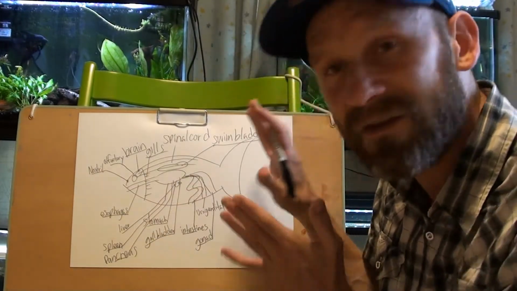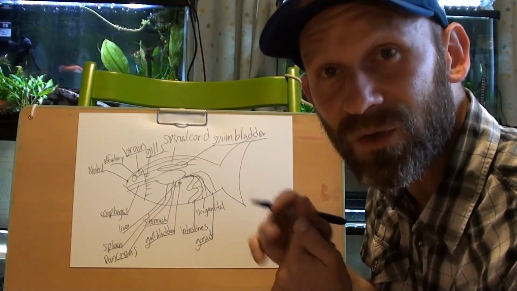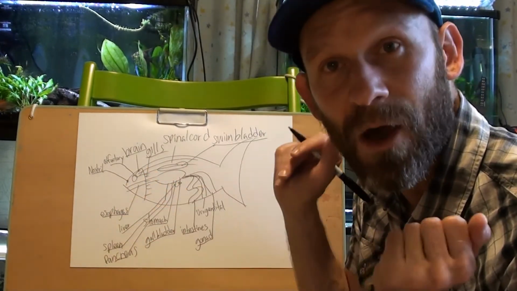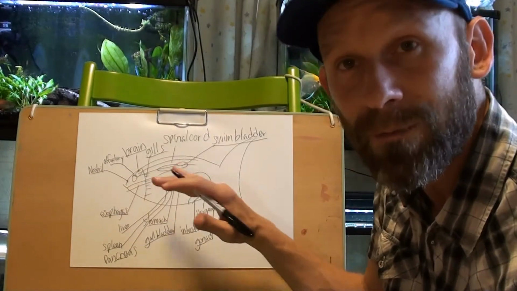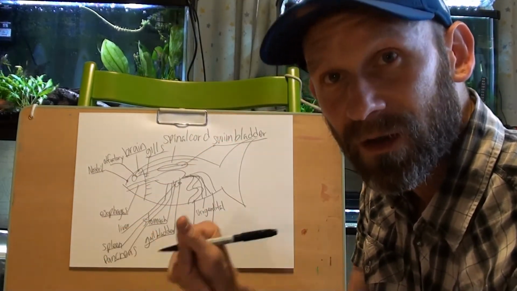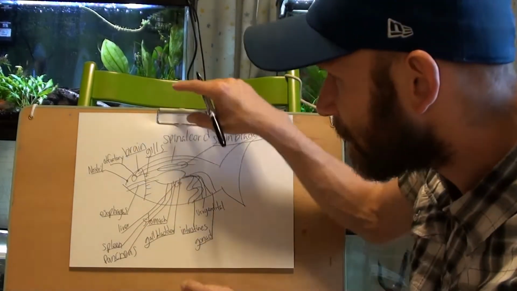So basically these are the basic parts of a fish. The things that make a fish unique compared to other animals are the gills that allow it to breathe underwater, and the swim bladder, which gives it buoyancy under the water. So that's about it for today's video. Let me show you.